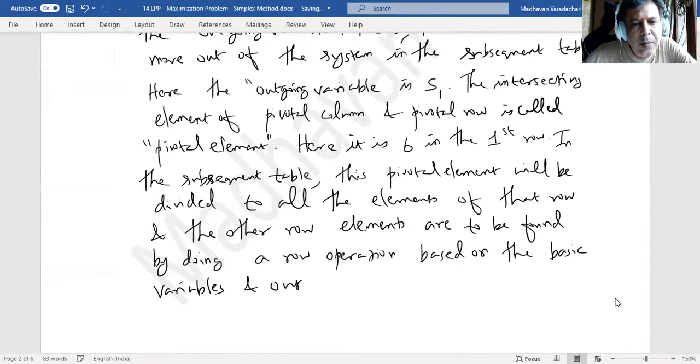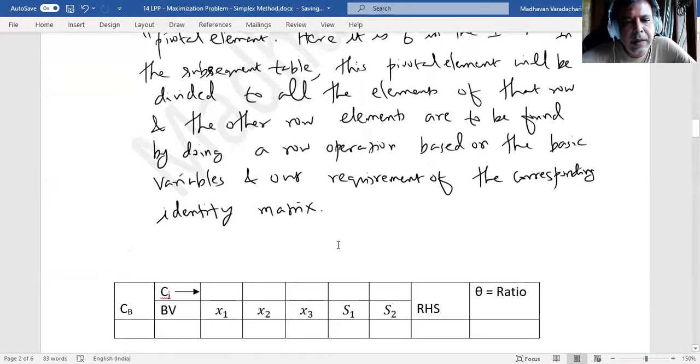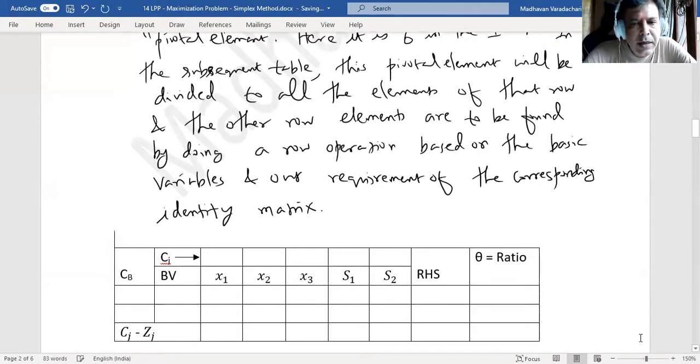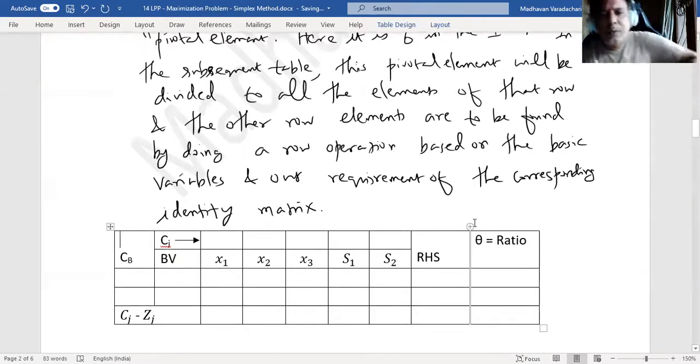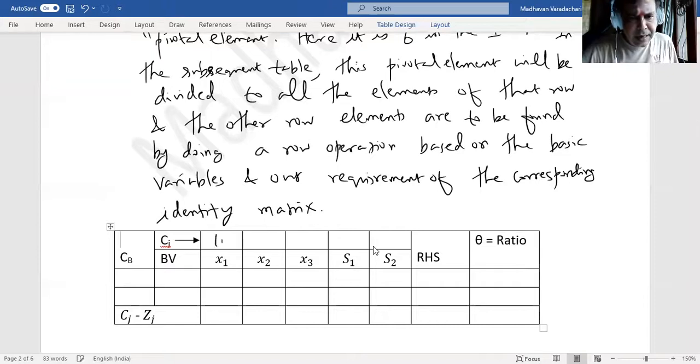based on the basic variables and our requirement of the corresponding identity matrix. What is all these things? We'll understand it. Okay, now let us see the table now. Now this Cj values will remain as it is, the same. What were those? It was 10 here, 15 here, 20 here, 0 here, 0 here.